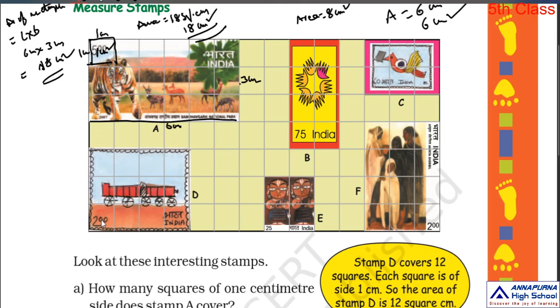So come to the next, stamp D. Count the number of squares. 1, 2, 3, 4, 5, 6, 7, 8, 9, 10, 11, 12. So area is equal to 12 square centimeters. Now here stamp E: 1, 2, 3, 4. So its area is 4 centimeters square.